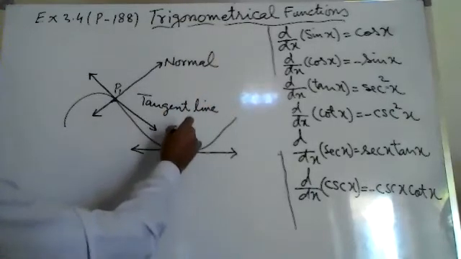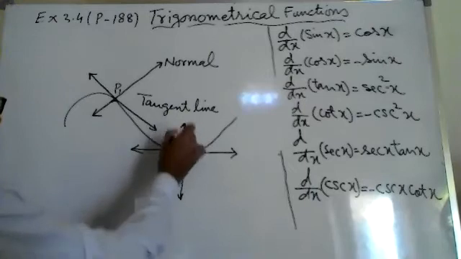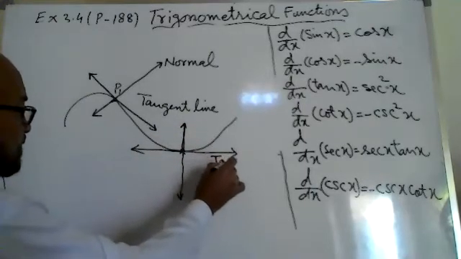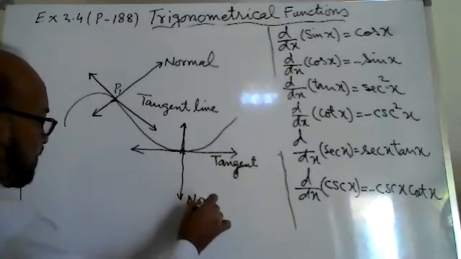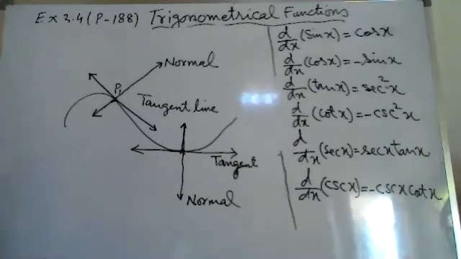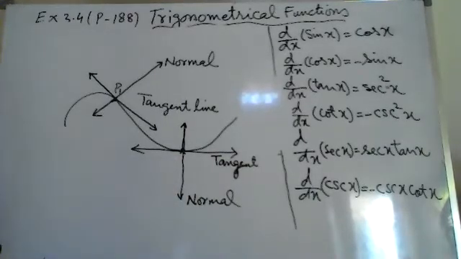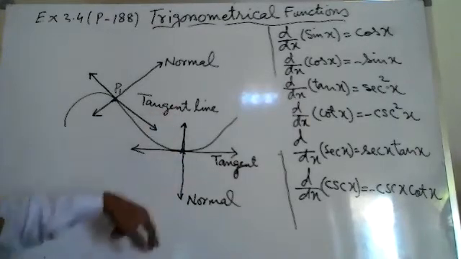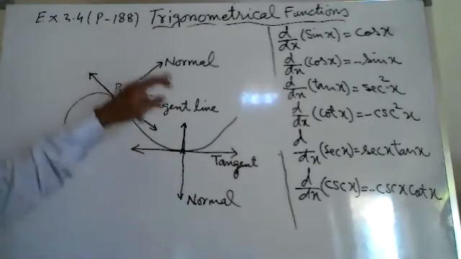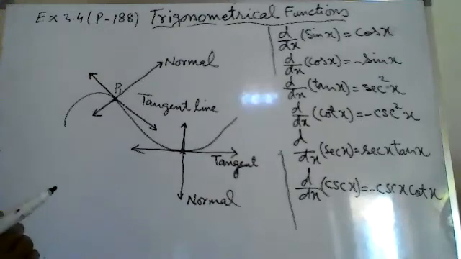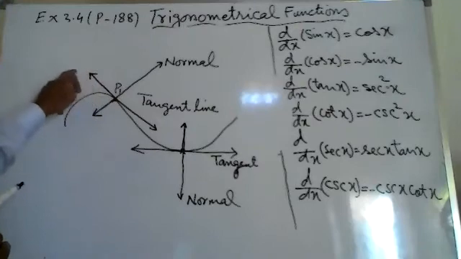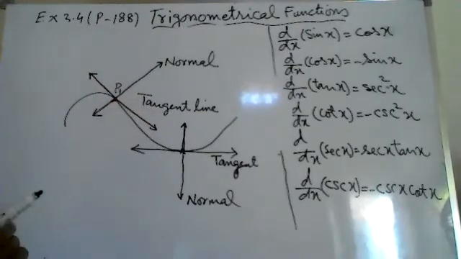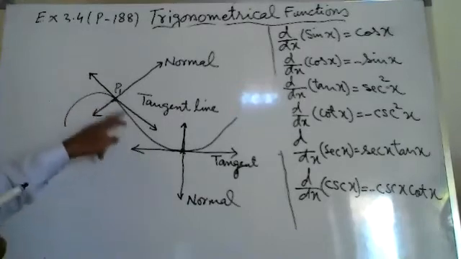Here also we can find the normal line. This is tangent and this is normal. This is tangent line, this is normal line. Here also this is the tangent line, this is the normal line. So we have to find the equation of the tangent line and the equation of the normal line when the equation of the curve is given and the point is given.